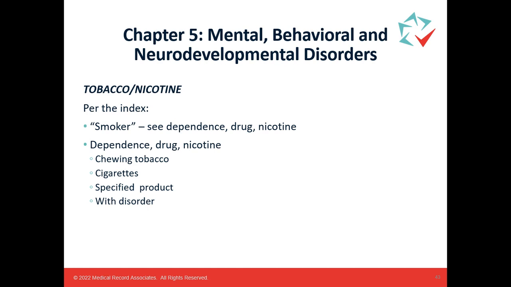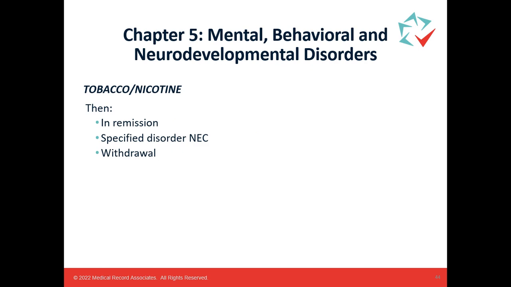There are different types of products. We've got one for chewing tobacco, one for cigarettes, one for a specified product, and then there's also a drug dependence with disorder. From there, you can go into in remission with a specified disorder, NEC, or in withdrawal. So lots of information can be taken from one specific statement regarding how a patient smokes or how they use their nicotine.